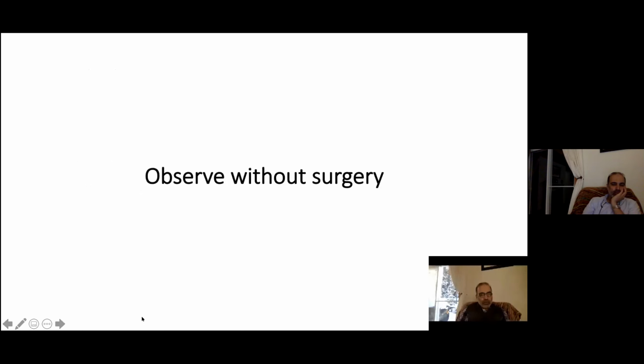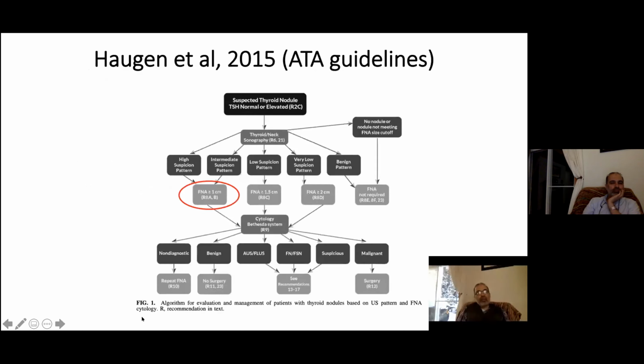No, observe without surgery. This, again, is a slide that I took from the ATA guidelines. And essentially what it says is that if you come across a thyroid nodule, and the nodule is actually small, approximately a centimeter or so, you can continue to monitor this.